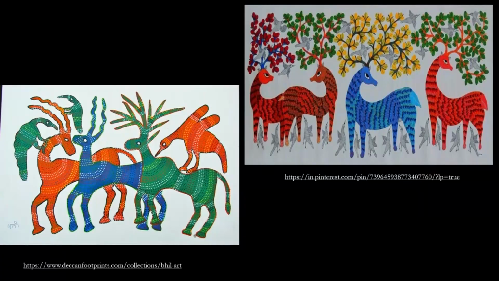So, this is an example. On the left you have a Bhil art, on the right you have a Goan art. See, both have drawn the deer, but on the left side, that is the Bhil art, they have used only dots and colors, whereas on the right side you see very nuanced patterns, where they have used curved lines, dots and dashes in addition to colors also.